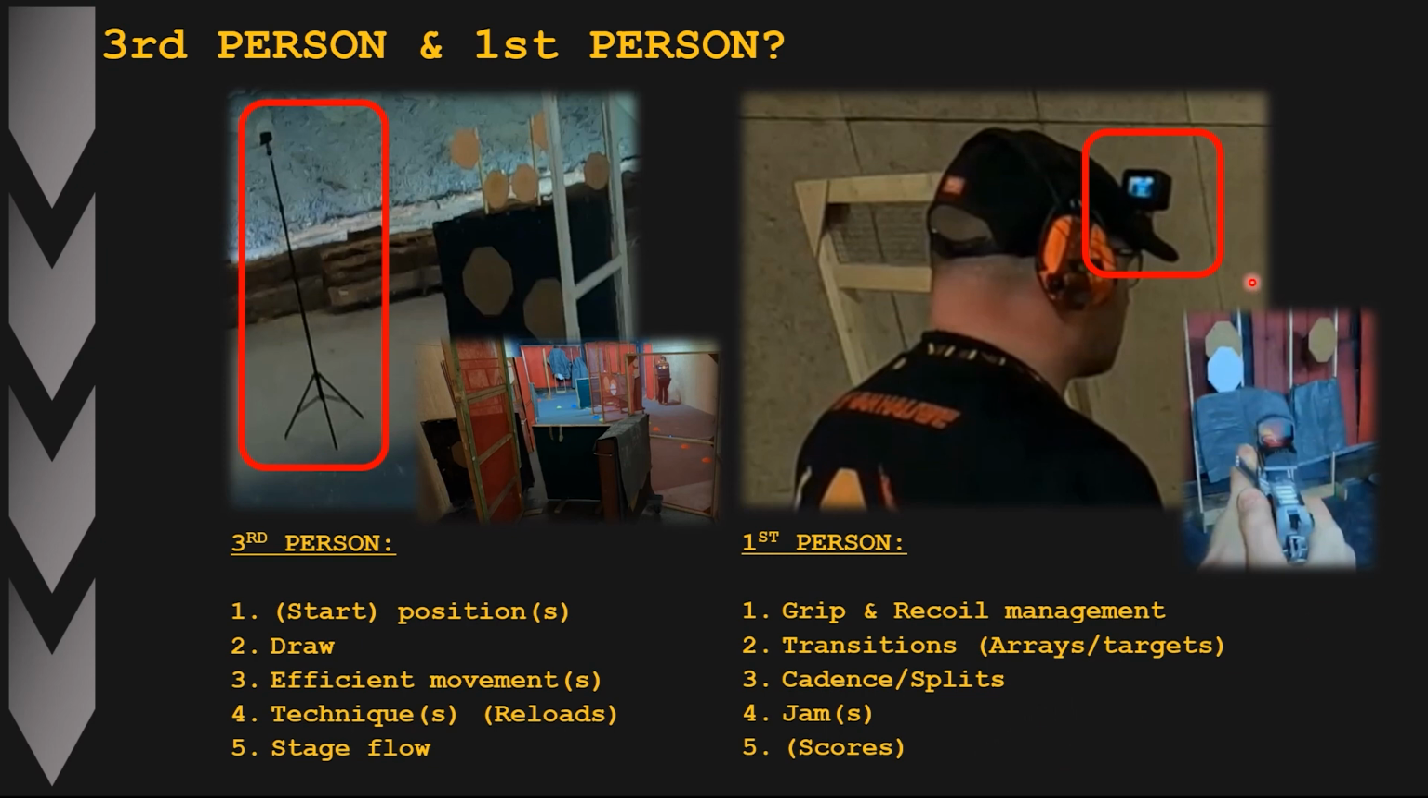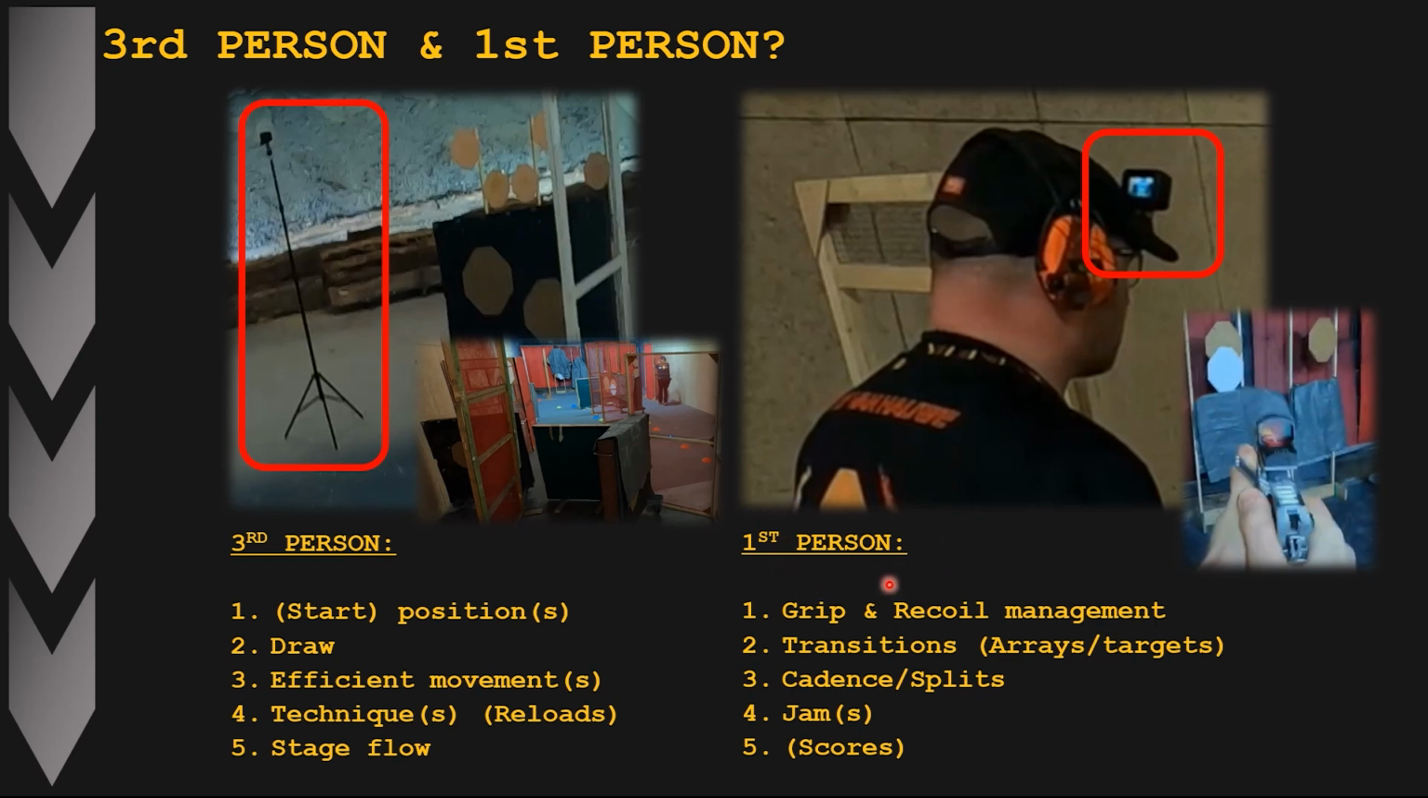If possible, I will also check what my score was on a particular target or target array, especially the placements of the shots and or the hitting of hardcover and or no shoots, for example. But that's not really that important. The four others are the most important reason why I combine the third person footage together with the first person footage.